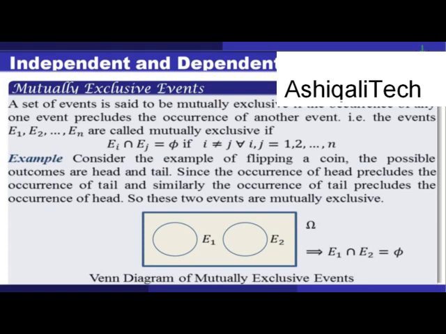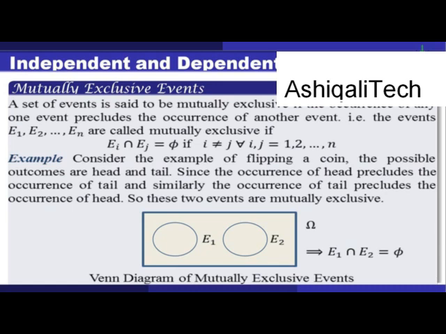The possible outcomes are head and tail. Since the occurrence of head precludes the occurrence of tail, and similarly the occurrence of tail precludes the occurrence of head, these two events are called mutually exclusive. So these two events are represented by the Venn diagram.